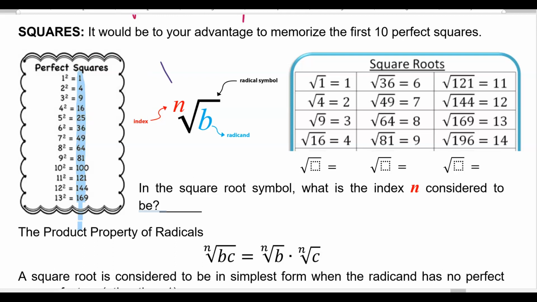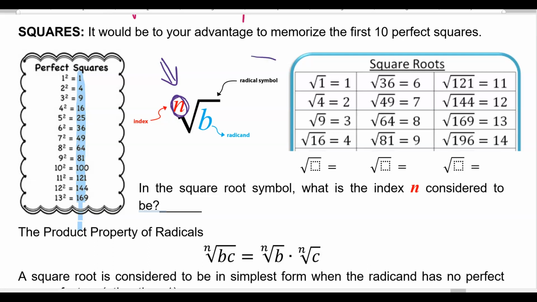Also we have the radical symbol. Notice that there's an index that's in red here. You have a radical symbol, and then what's under the radical, this B, is called the radicand. So whatever is under the radical is called the radicand. Your index is that number that's considered to be here. Now, if it's the square root, then nothing will be written here.